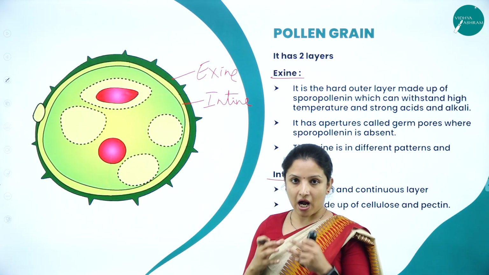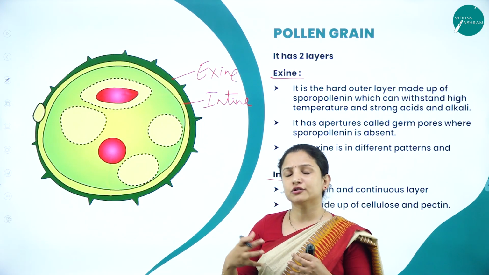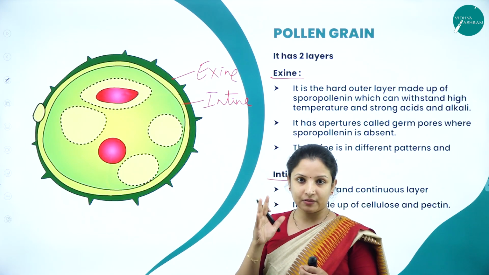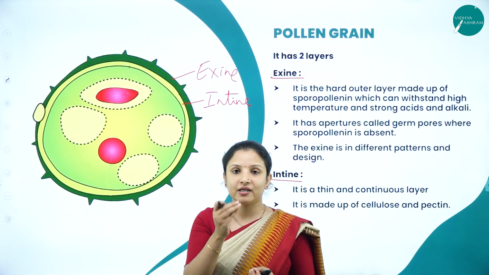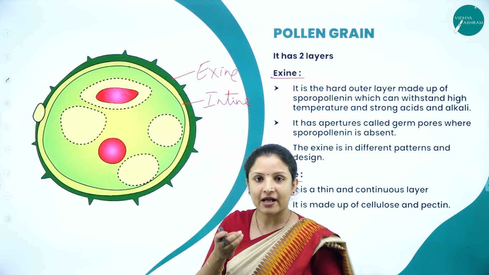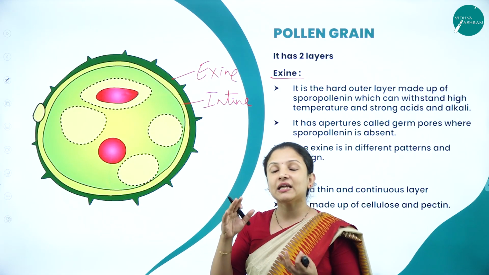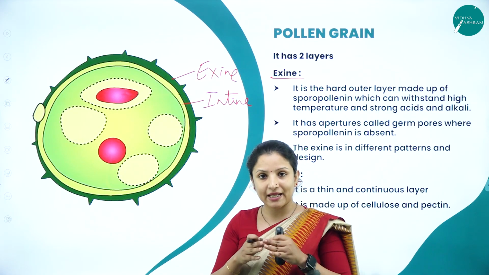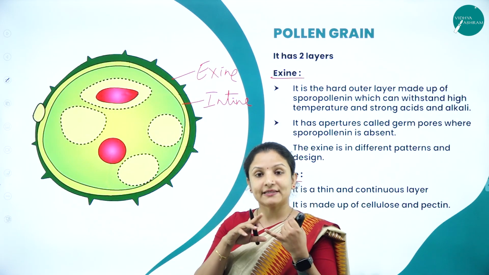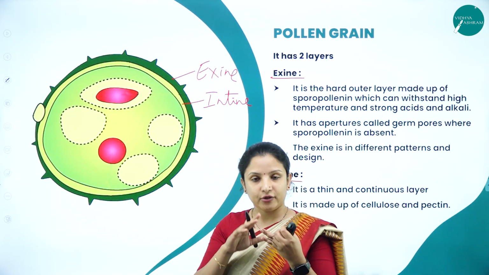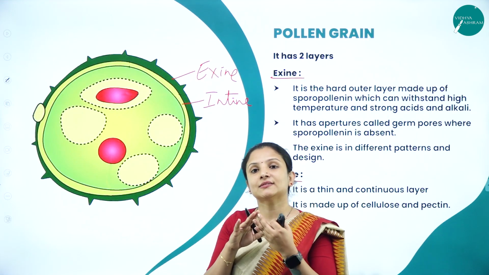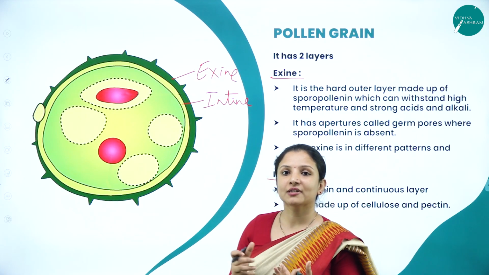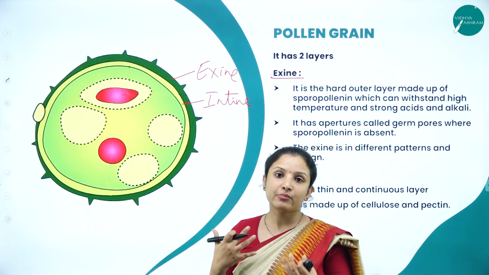Exine is usually hard, it has spicules, it has lots of depositions on it, and in the exine, sporopollenin will be there. Sporopollenin is actually a yellow fluid substance that protects the pollen grain and increases its viability, and it also makes the pollen grain so tough that it can resist high temperature, high humidity or very less humidity. It can resist high acidic conditions, any chemicals and all that. So that is why pollen grains can be preserved for many years.